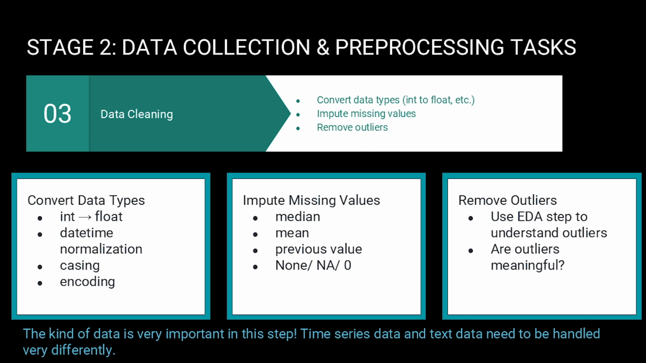For removing outliers, we need to make sure that we understand if our outliers are actually meaningful. Do we want to keep our outliers? Are there any implications for our inferencing stage if we remove outliers or if we keep them?